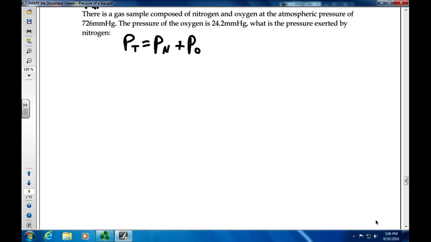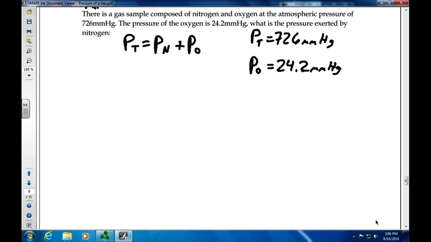Now we know what the total pressure is. We can write that over here. P sub T is equal to 726 millimeters of mercury. And we know what the pressure of oxygen is, which is equal to 24.2 millimeters of mercury. So all we're going to do is solve for P sub N.